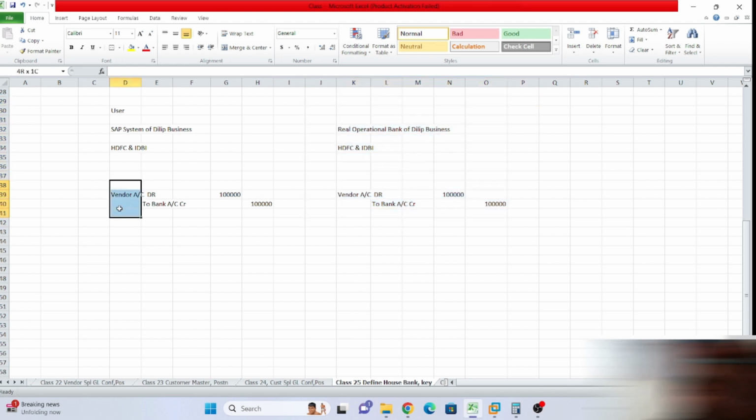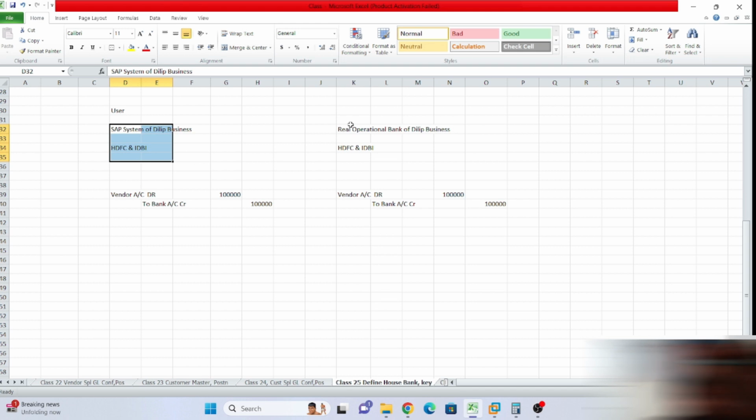It is only recorded in the SAP system. But once we send some details to the bank, the real operational bank, I'm telling, not the SAP system bank. Once we send the details to the real operational bank, this is the details. DME, DMW, you guys have heard.